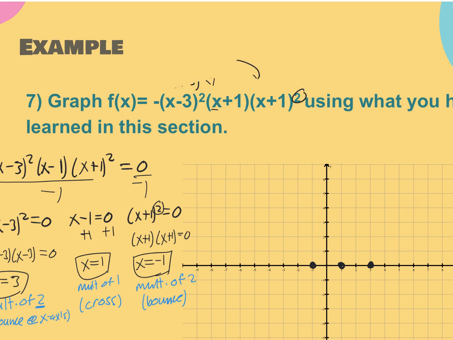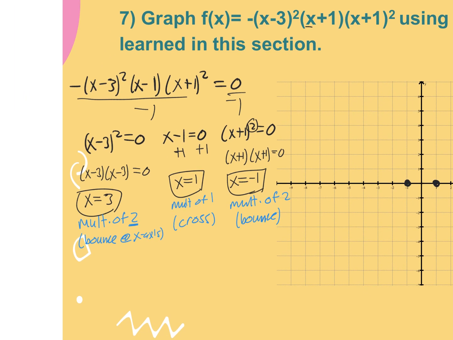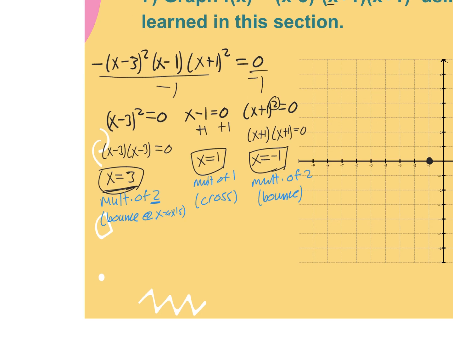If you were to keep doing that, you would end up with 5 x's total, right? And if you're not okay with that, just count the number of zeros that you have, right? I had x equals 3 twice, so that's 2. I had x equals 1 once, so that's 1. And I had x equals -1 twice, that's 2. The number of zeros you have is always going to correlate to the highest exponent, right?